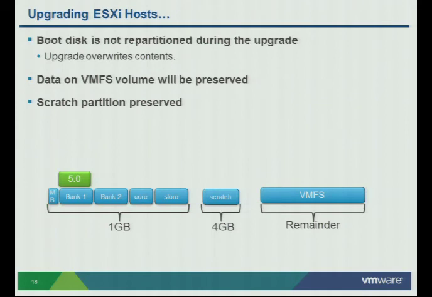They get installed on the first 1 gig of the disk. We then take the next 4 gig of the disk and create what's called the scratch partition. Now, I'm rounding down. If you add up the 1 gig and the 4 gig, it actually comes to 5.2 gig.